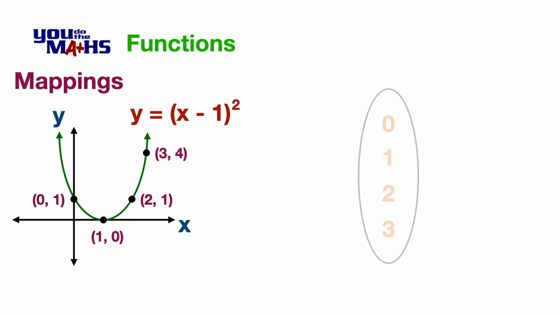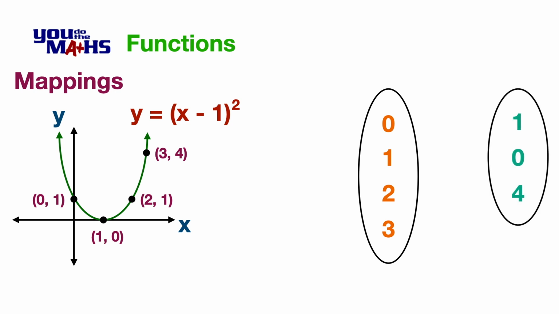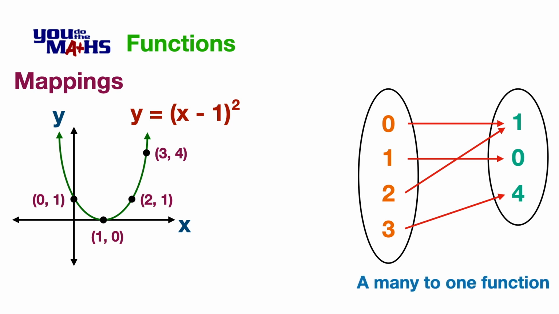So we can see here our mapping shows the x values of 0, 1, 2, and 3, and the matching y values are 1, 0, and 4. We actually have one less. So 0 maps to 1, 1 to 0, 2 also maps onto 1, and 3 maps onto 4. So in this case, we have two x values going to one y value. This is said to be a many-to-one function. So that occurs when we have two or more x values going towards the same y value.